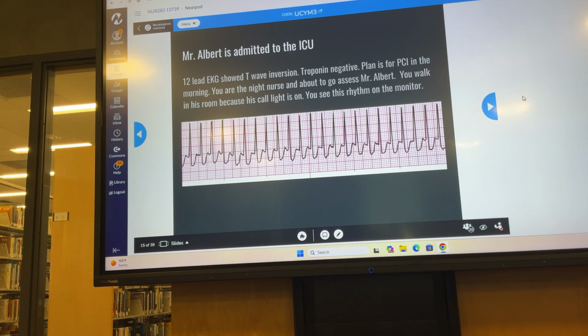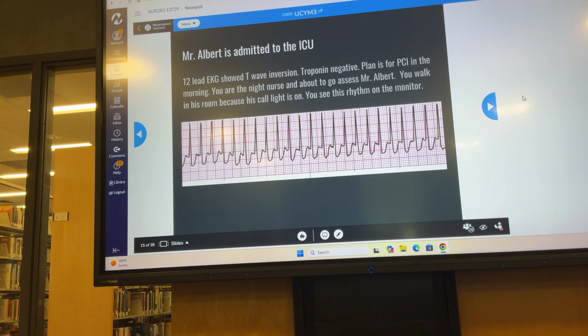12 lead shows T-wave inversion, and troponin is negative. So we can say that Mr. Albert has what facet of acute coronary syndrome? If his troponin was negative and he has some T-wave inversion on his 12 lead, what do you think? What about the troponin? Is the troponin on an NSTEMI positive or negative? It would be positive, okay?